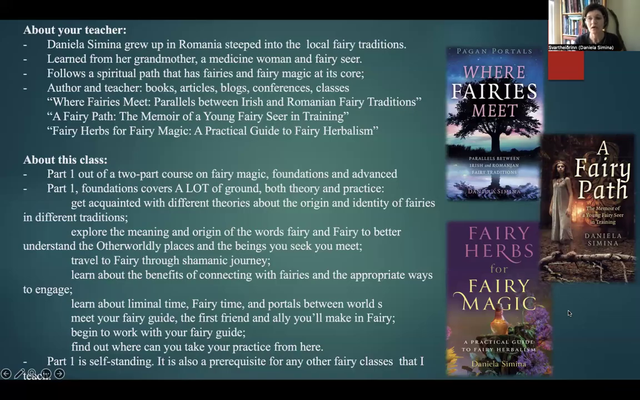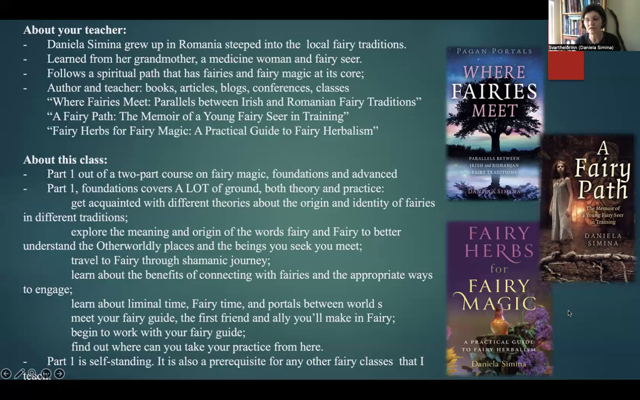And I will describe what is on the slides in case you're listening to this in audio form only. On the slide, on the right side of the screen, there are 3 book covers, which are basically the books about fairy and fairy-related topics that I authored. One is Where Fairies Meet.